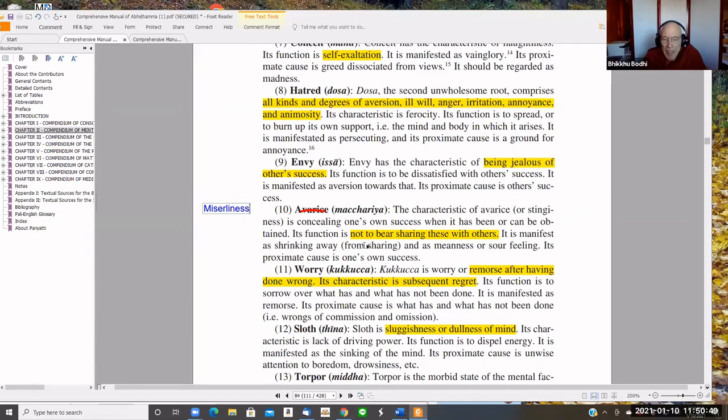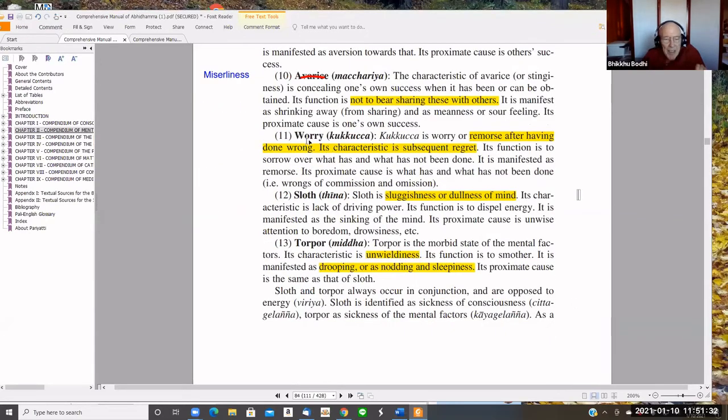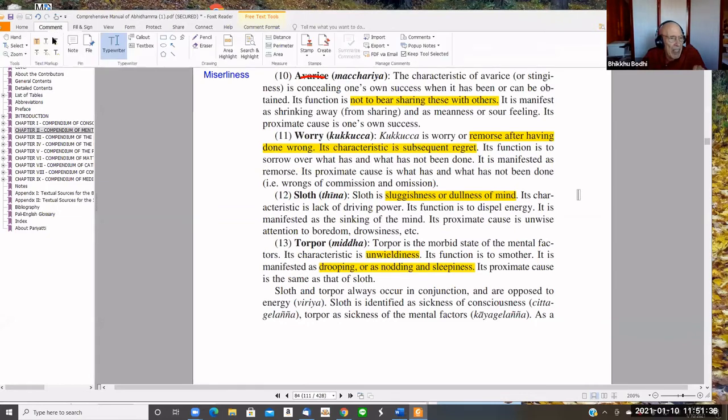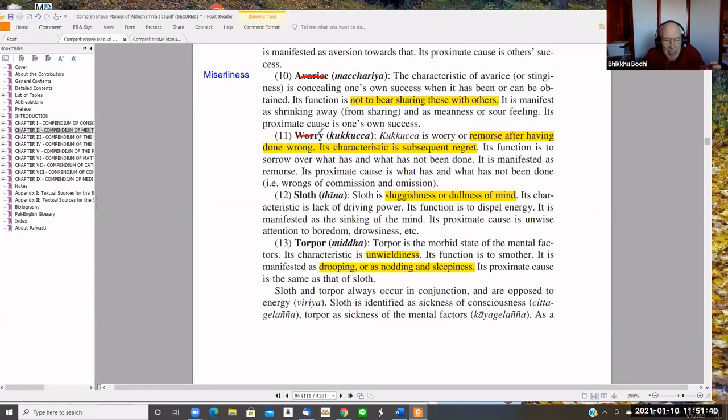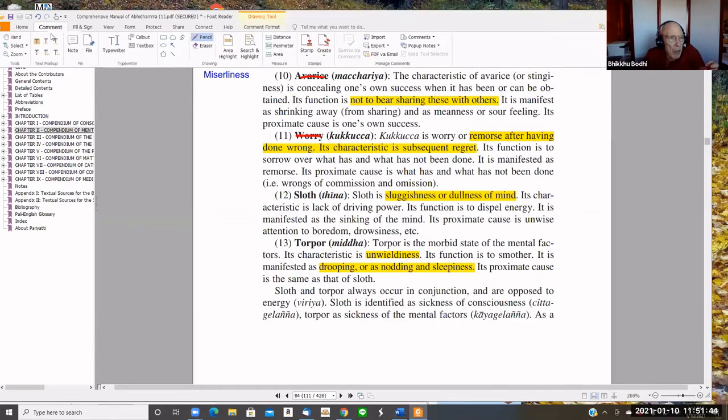And so that is the quality of not being willing to share one's own assets with others, whether it's not being willing to share one's material possessions with others, or not being willing to share, for instance, the Dhamma with others. And so it can be recognized as a kind of meanness or sour feeling. Okay, the next factor, again, I don't think worry is such a good translation. I think worry is closer to restlessness. It seems to go along with restlessness better. So I would render this now as regret.